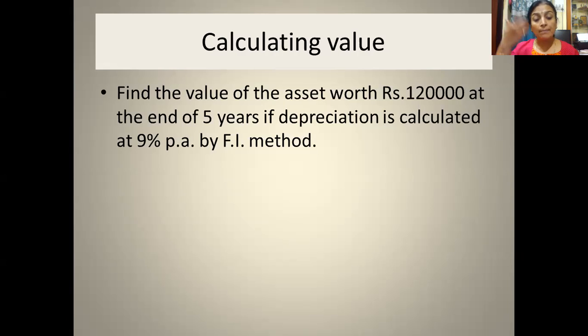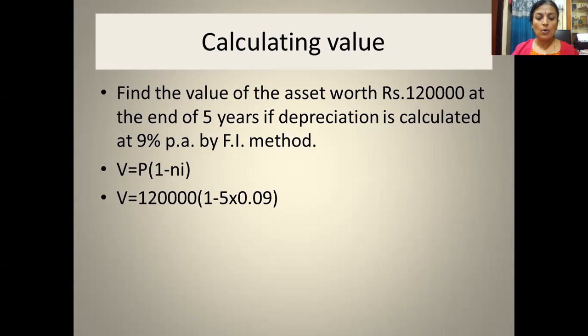So calculate your value. Find the value means V. V is equal to P 1 minus Ni. So P is given in the problem, that is 1,20,000, and N is given, that is 5 years. I is 0.09. So as I have already mentioned, first you have to multiply, that is 5 into 0.09. That is 0.45, isn't it? 1 minus 0.45. You will get 0.55.